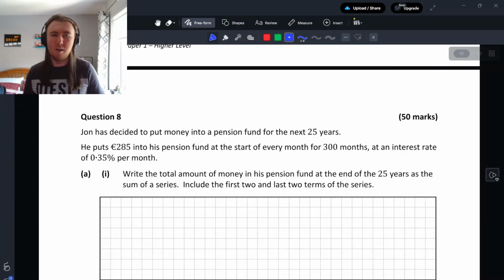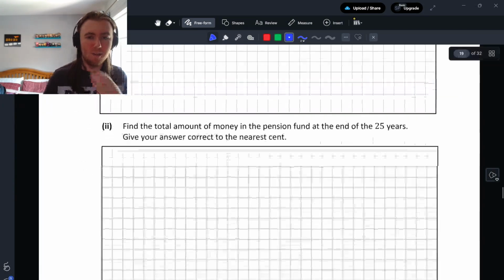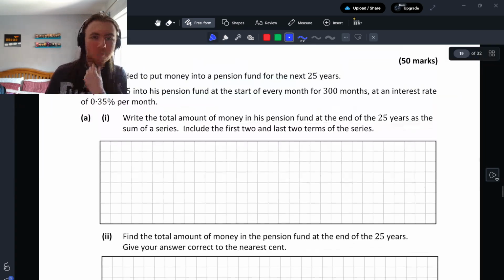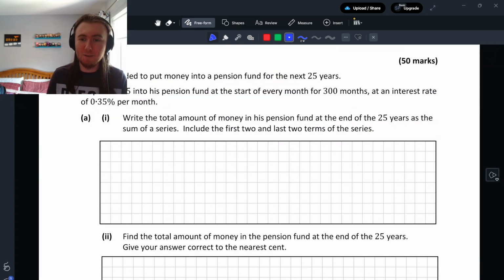Okay, that was quick. Oh, financial maths. I actually hate financial maths so much, but I have to do it. I've decided the rules, and I have to do every question and speedrun it.